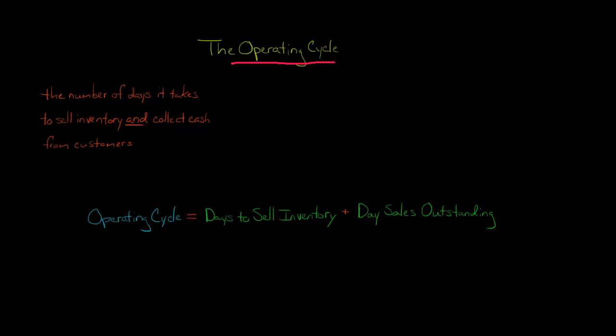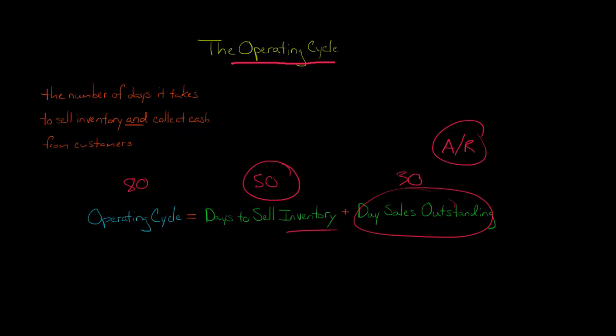Okay, so if we take the number of days it takes to sell inventory, let's just say that was 50, and the number of days that it takes once you have sold the inventory to collect the accounts receivable, let's say that's 30 days, then the operating cycle for that company would be 80 days. So it's 50 days to sell the inventory, but then we've assumed they sold the inventory on credit, so you've got accounts receivable, and days sales outstanding is telling you how many days it takes to collect your accounts receivable from your customers. So that would be 30 in this example.